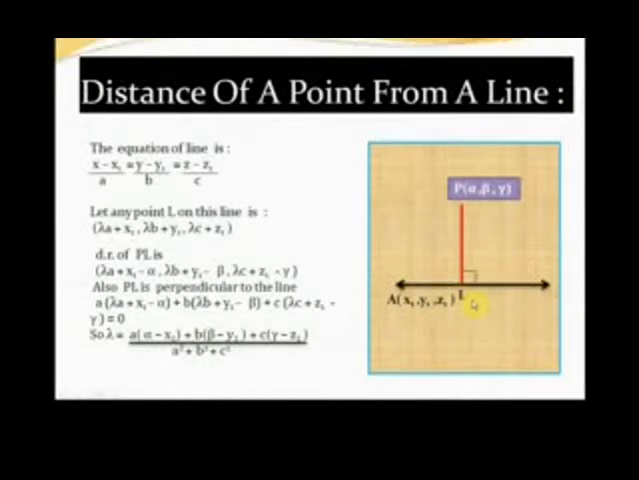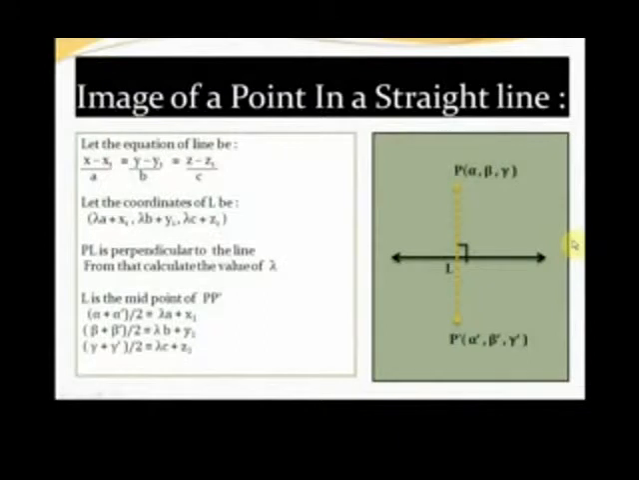of point L, and then using the distance formula we calculate the distance PL. Now let's try to find out how to find the image of a point in a straight line. So let us say that this is the straight line, and let us say any point P alpha comma beta comma gamma. We have to find the image of this point about this line.